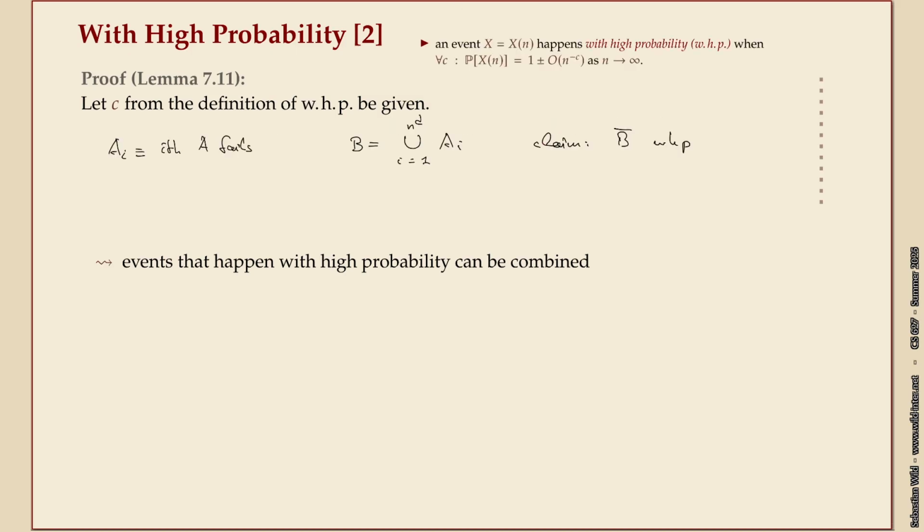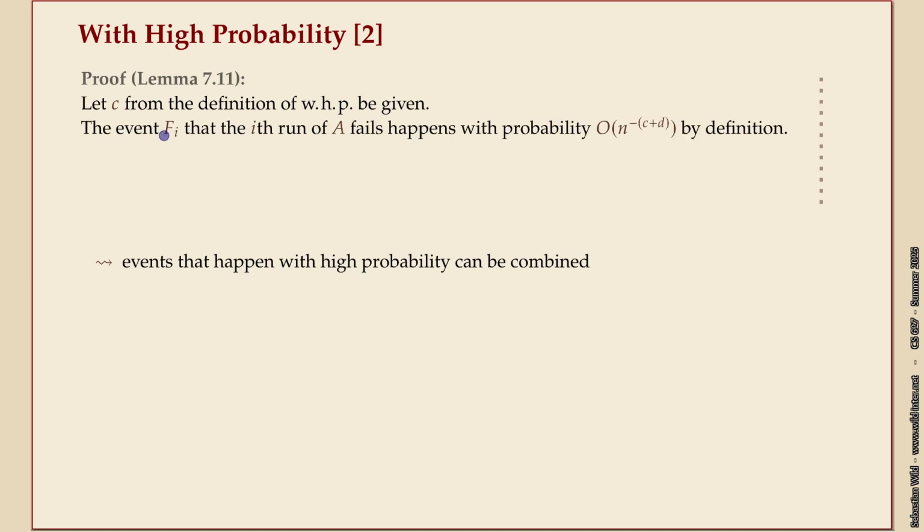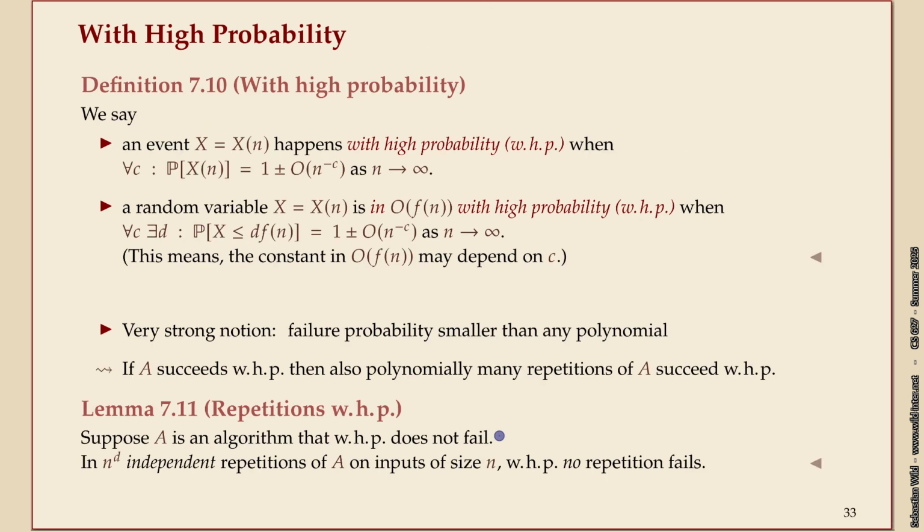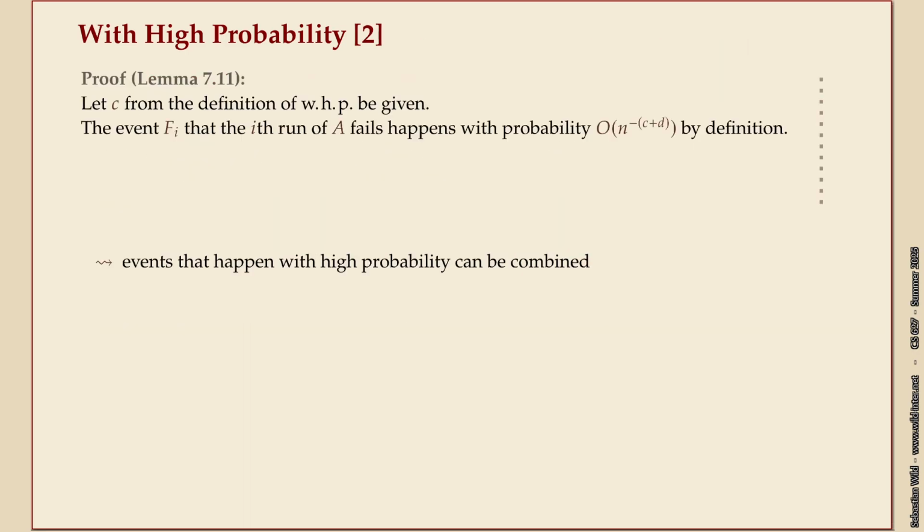Imagine I would have written F_i here for fail. F_i is the event that the ith run fails. Now, this happens with high probability by definition, so we can pick an arbitrarily big exponent in the error probability. And it said in the lemma that the algorithm does not fail with high probability, so that means the converse event has this small probability at most. Then we write the union of all those events. That's the probability that any number of them fails, but not none.